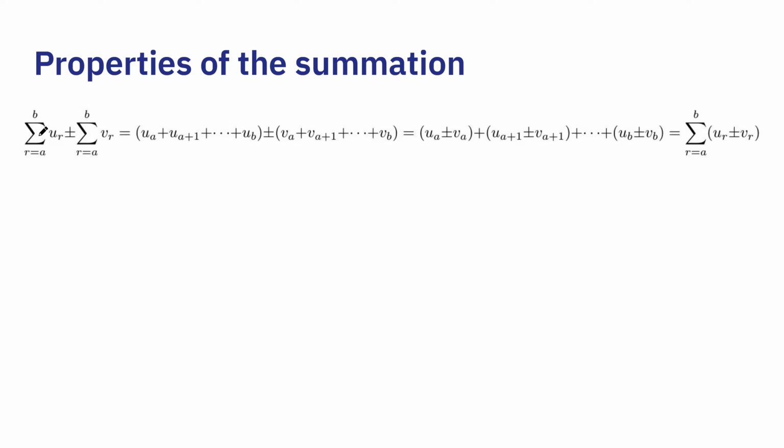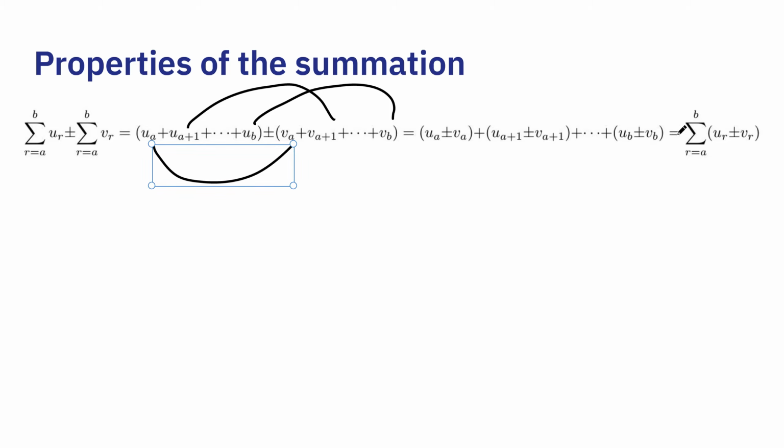Okay, so what happens if we add two summations together? When we add two summations together, say they have the same starting point and the same ending point. So for the summation of ur, it would be ua plus all the way to ub. And let's say we add another sequence v. So vr from a all the way to b, va plus v(a+1) all the way to vb. So we can actually group these together, the ones with the same index, to get ua plus va, u(a+1) plus v(a+1), all the way until the last term, ub plus vb.